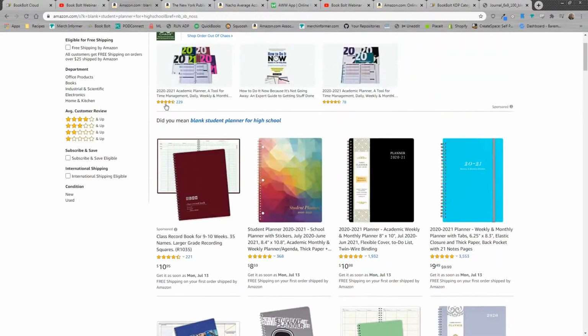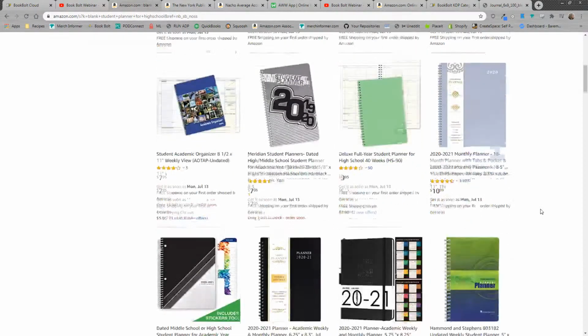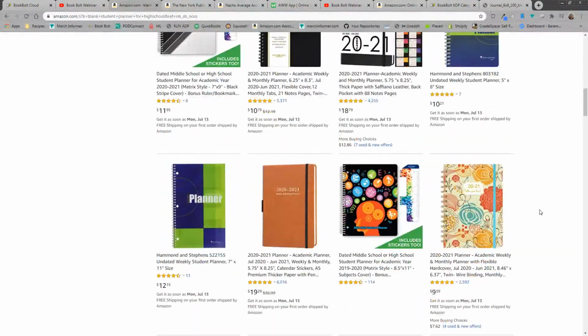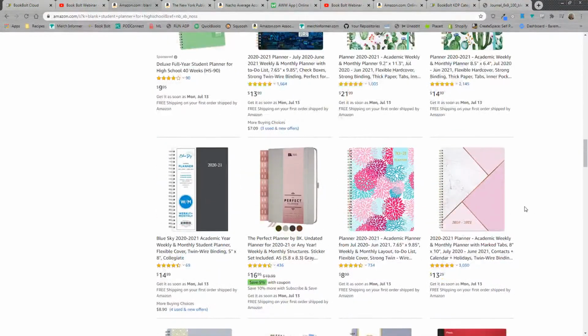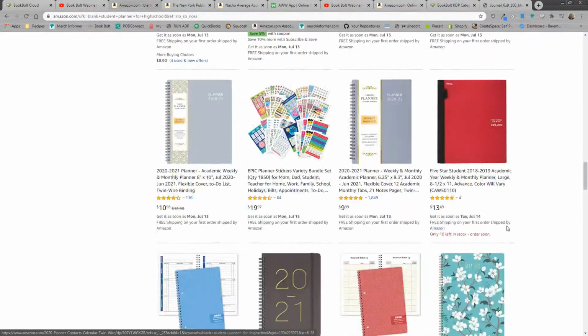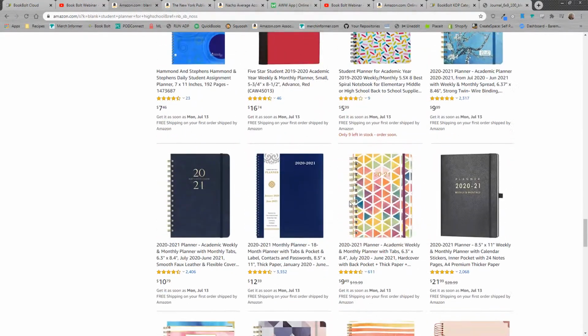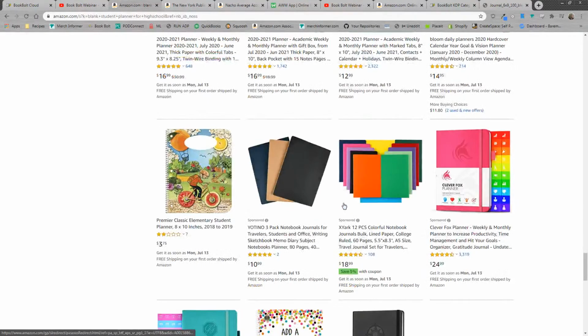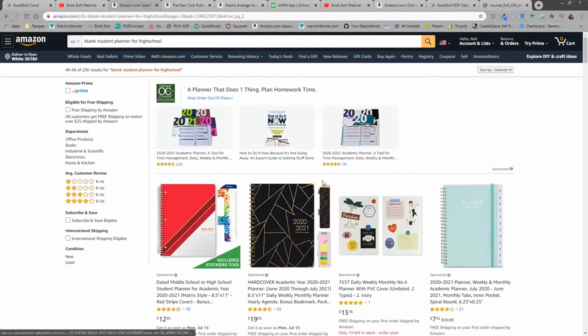Just because you see other books that are not KDP books doesn't mean this isn't a good niche. I can tell you right off the bat, this is an awesome niche because look at these reviews. Thousands of them. I'm going to see if we see any KDP books. Again, I'm not seeing any, so this might be an excellent keyword to target. I'm still not seeing any KDP books. Do you guys see any in here? I don't know. Let's go to the second page.